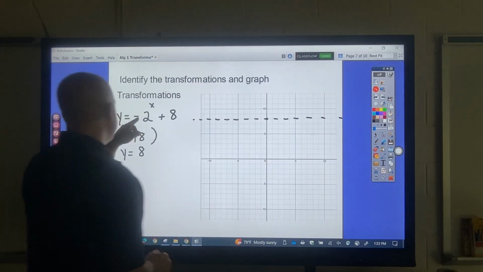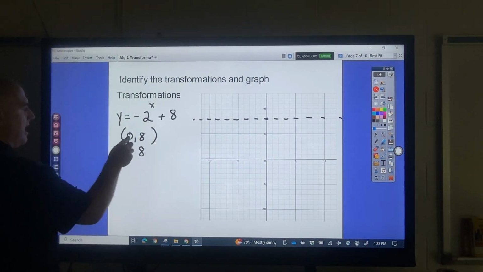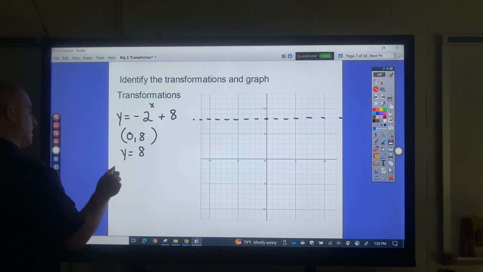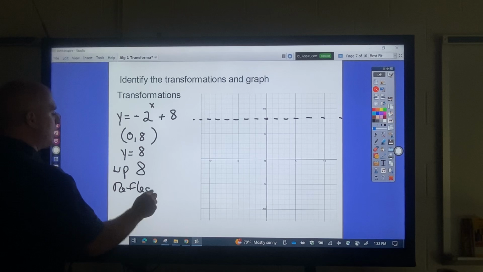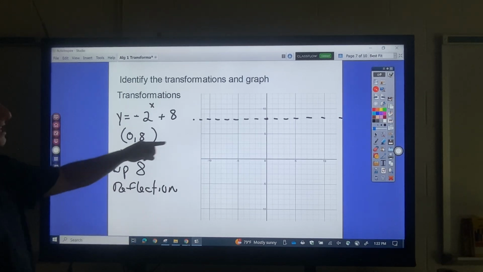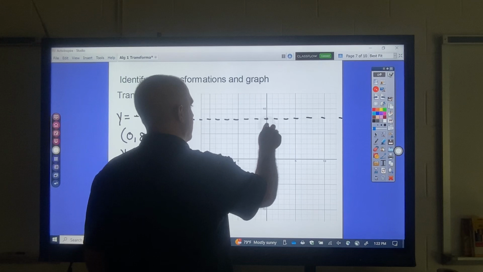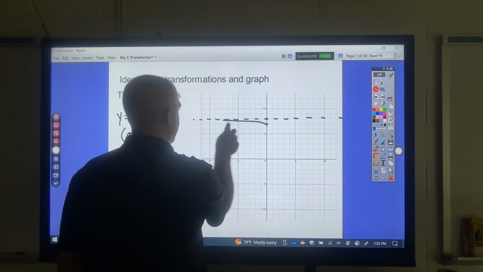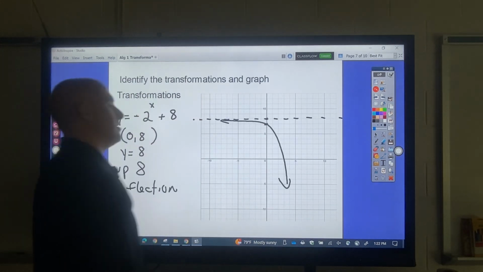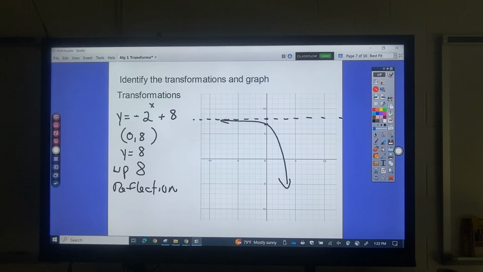Now, because of that negative, how would I get to that point? I would go 0 over, and up 8. Because of that negative, I have a reflection. So let's think about what that would mean. Instead of my point being here, I'm going to reflect it below. So it's going to go like this, and so my graph goes like that.